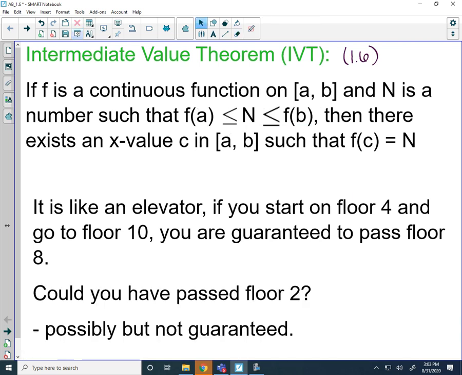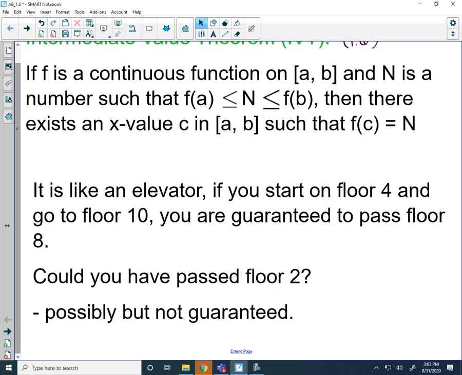One thing to think about though with our elevator example is, could we have passed the 2nd floor? It's possible but not guaranteed. Maybe we got on at the 4th floor, it went down first to the 1st floor and then back up to the 10th floor. So we could have passed the 2nd floor, but it's not guaranteed.